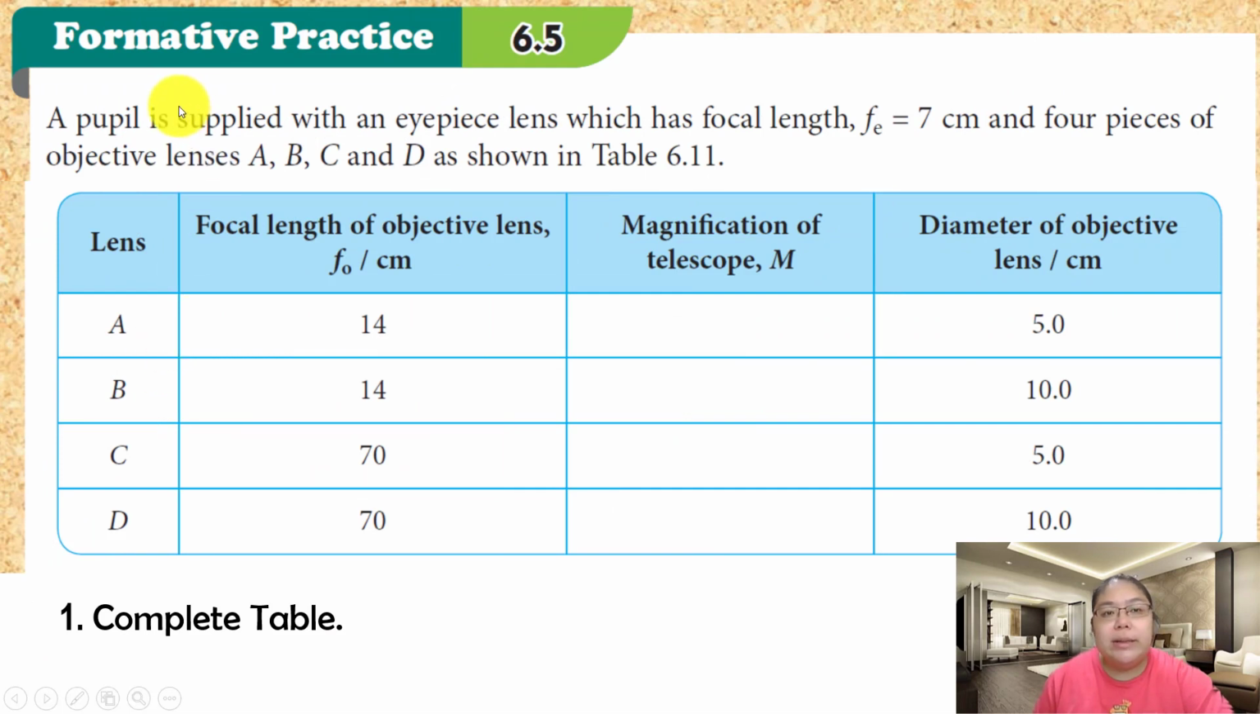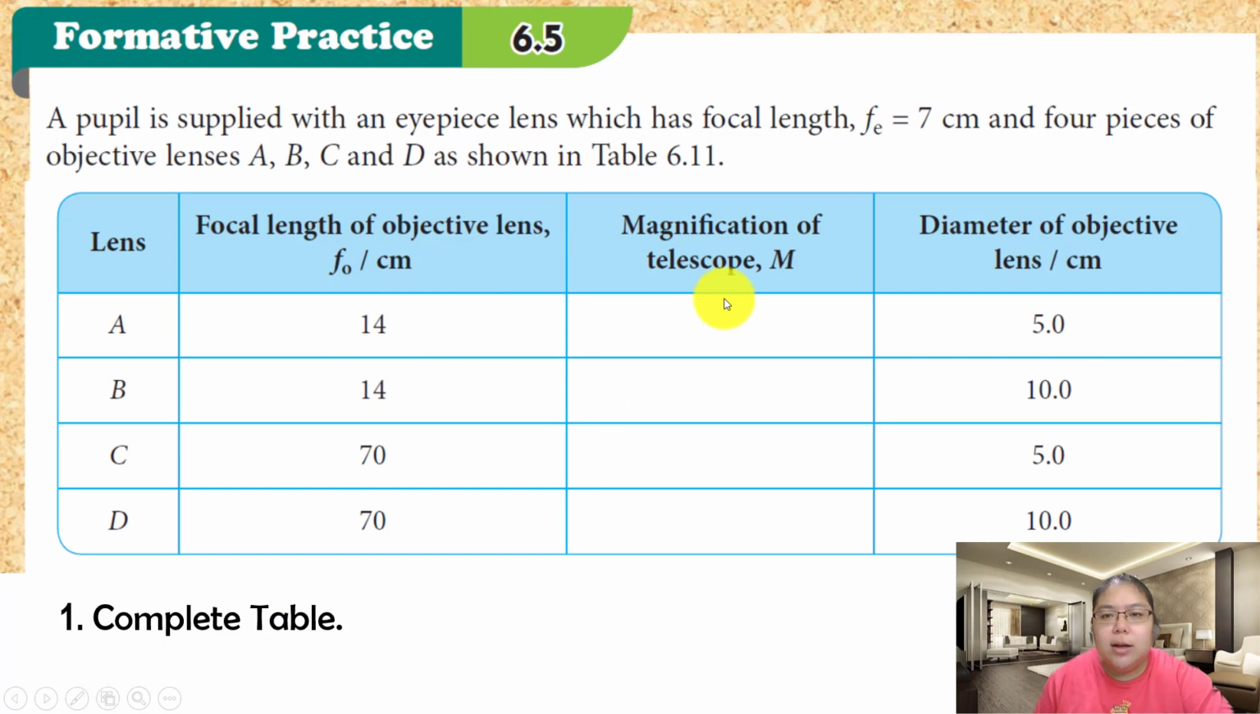Okay, now this is formative practice 6.5. Now you need to answer this question. They ask you to find the magnification for the telescope. They provided the eyepiece focal length, then four pieces of objective lens, A until D. So you need to complete the table.